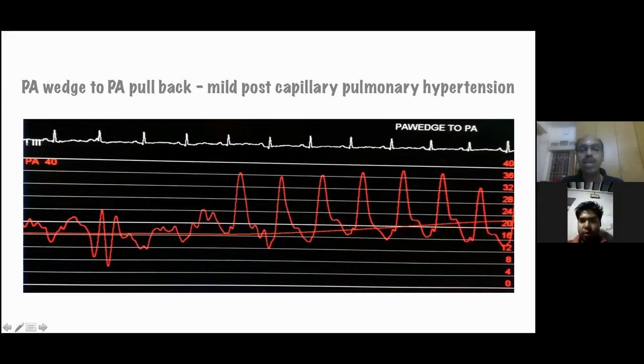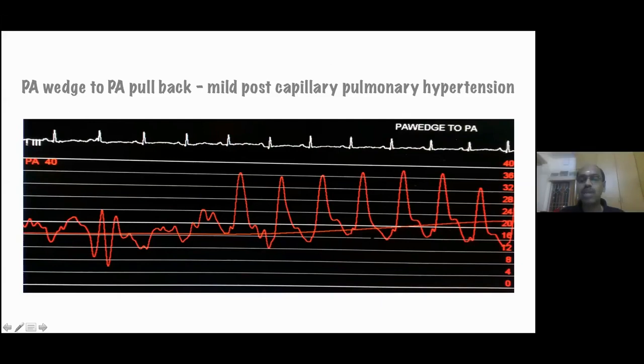So this is an example of pulmonary capillary wedge pressure mean of 21 millimeters of mercury. You are pulling the catheter into the pulmonary artery. The pulmonary artery diastolic pressure is also 21 millimeters of mercury. The PA systolic pressure is 35. The mean pressure is more than 20. So this is pulmonary hypertension, but this is mild post-capillary pulmonary hypertension.